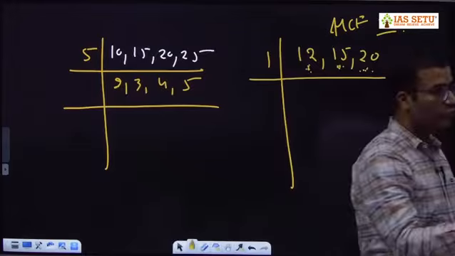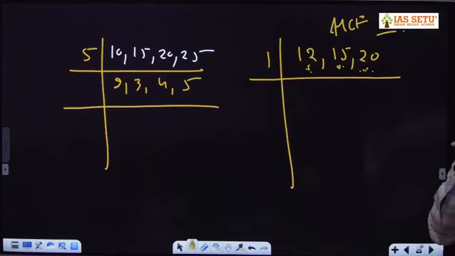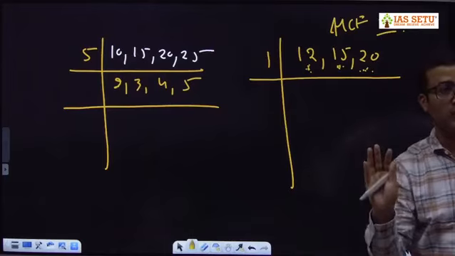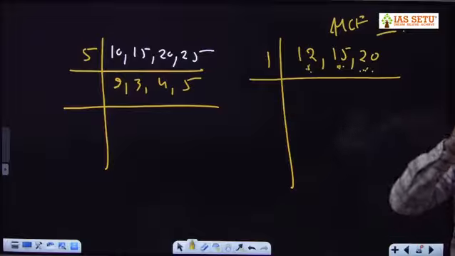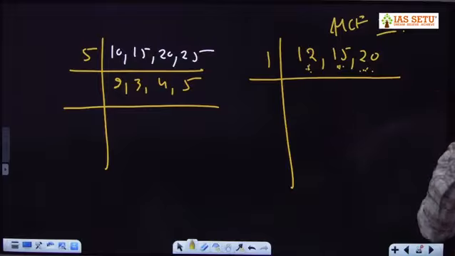If 2 agree, then also we will not go. All 3 will agree, then we will go. So HCF should be common from all the given numbers. Then only we take the common factor, otherwise not, right?